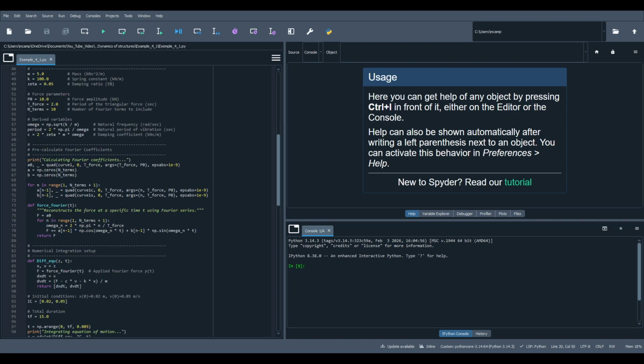After, there is the for loop in range 1 to n term plus 1, which loops from 1 to calculate each harmonic coefficient, An minus 1 and Bn minus 1. It calls the integrate function quad, and calls the functions curve 1 cosine and curve 1 sine, with epsilon to calculate an error value for this integration.